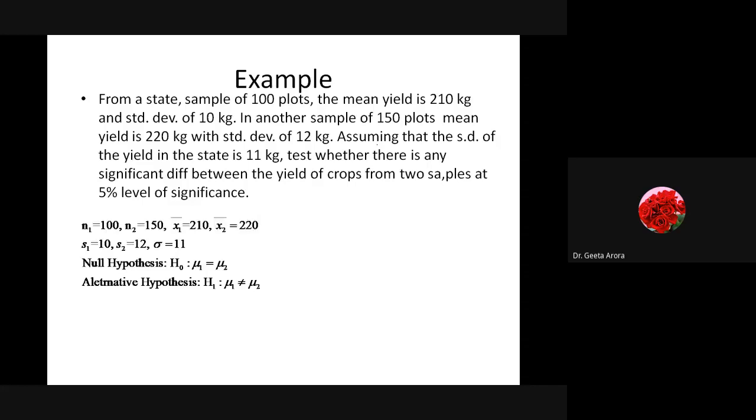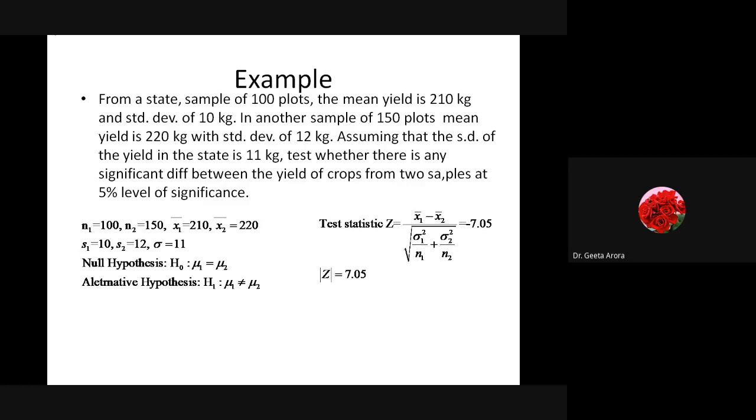So let's see how the question is different. Here we have n1, n2, x1 bar, x2 bar, s1, s2, and a sigma also. Correct? And the null hypothesis is obviously the same: mu1 is equal to mu2, and the alternative hypothesis is mu1 not equal to mu2. The formula is x1 bar minus x2 bar divided by under root sigma1 square by n1 plus sigma2 square by n2. Now here, how is the question different?